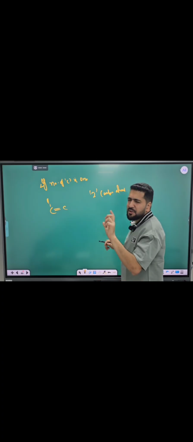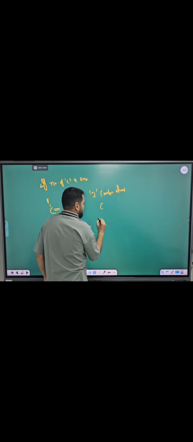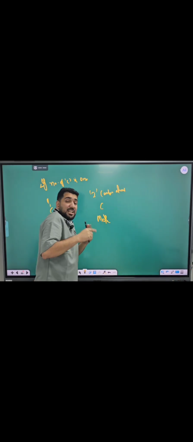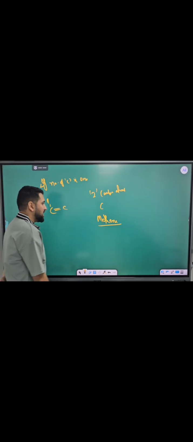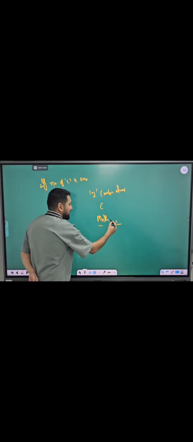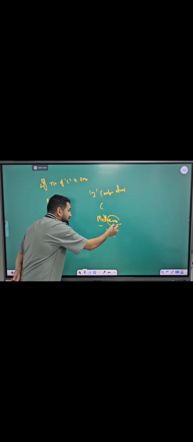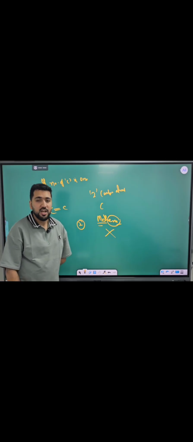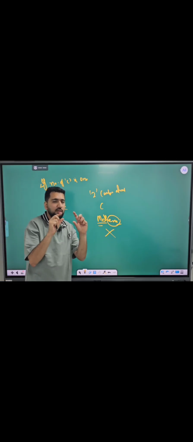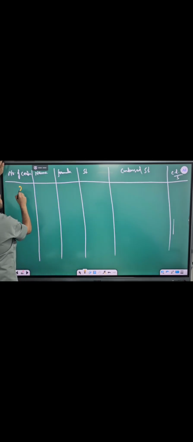Guys, if I have only one carbon atom, what do I call this compound? One carbon atom means meth. And if this is an alkene, we'll call it ENE at the end, the suffix we are using. So the name will be methene. But methene does not exist, because the minimum number of carbon atoms needed in alkenes is 2, and meth means only 1 carbon atom. We need 2 carbon atoms to make a double bond.